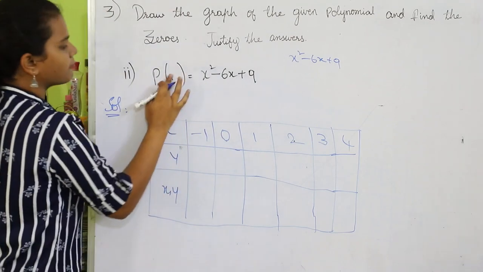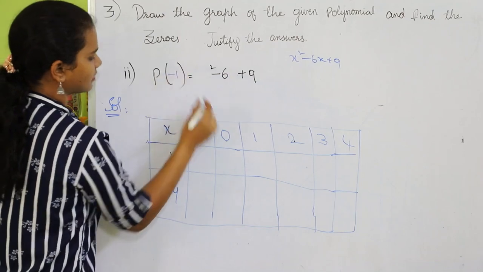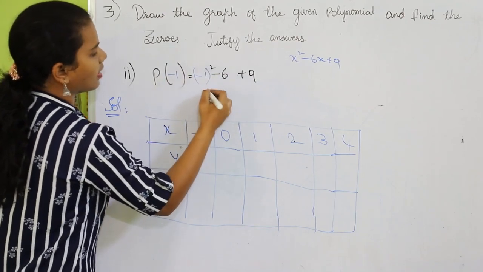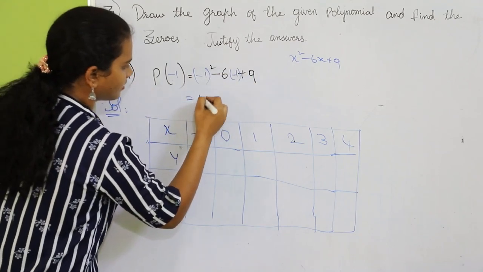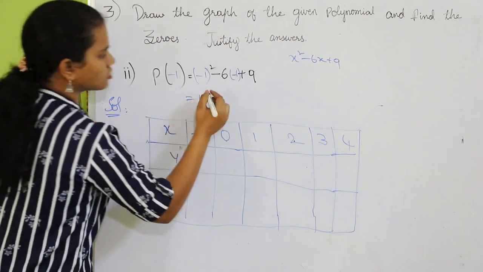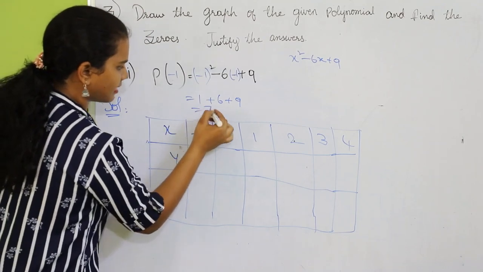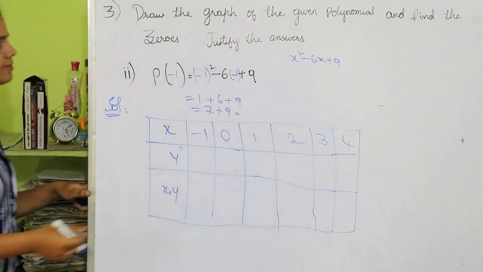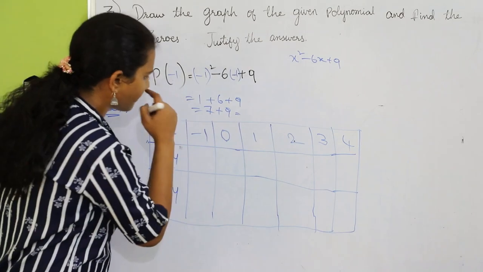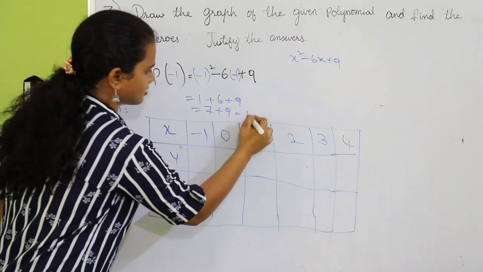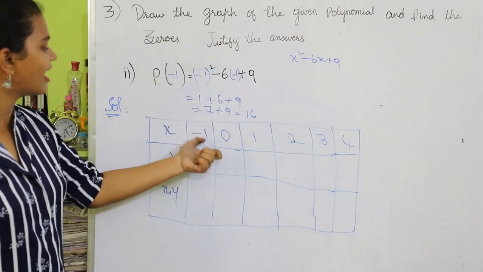Now, if p of x equals, if x equals minus 1, then what happens? Minus 1 whole square, x into minus 6, so minus 6 into minus 1. So 1 plus 6 plus 9. 1 plus 6, 7. 7 plus 9, 16, sorry. Okay, 16.